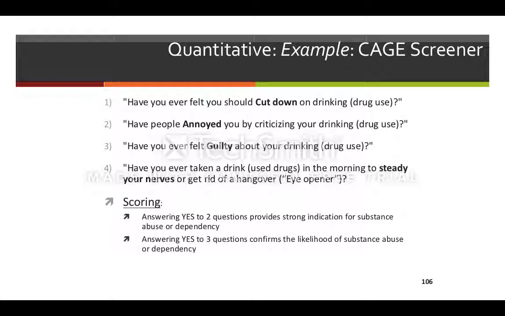So an example of a standardized instrument is the CAGE screener, which looks at drug and alcohol abuse with a series of 4 questions. So these questions are always asked using the exact same wording in the same way, and they're scored in the same way too. So if you answer yes to 2 questions, this will always be interpreted as a strong indication for substance abuse.